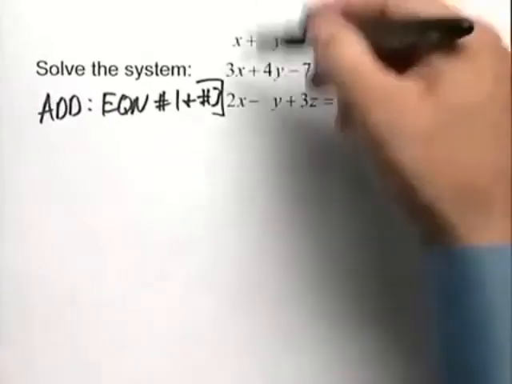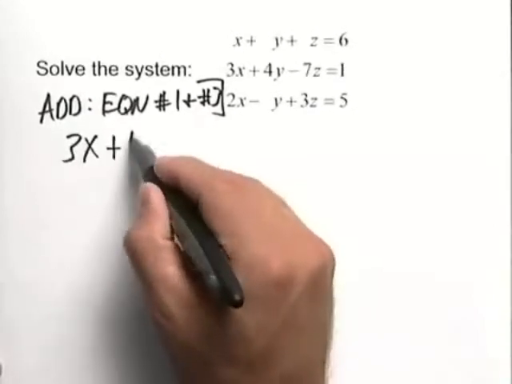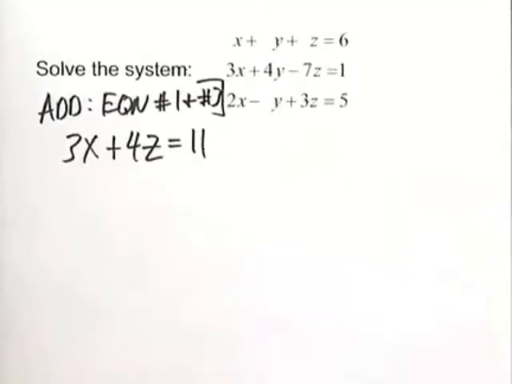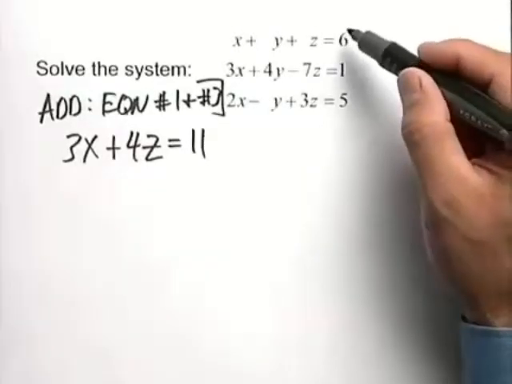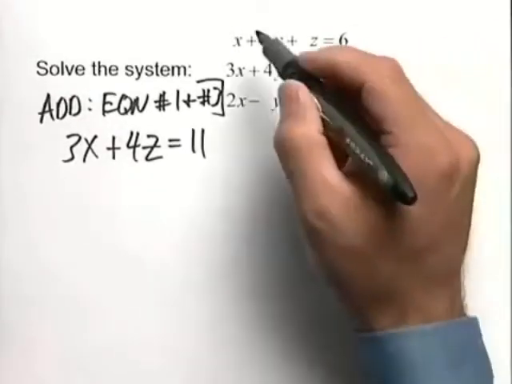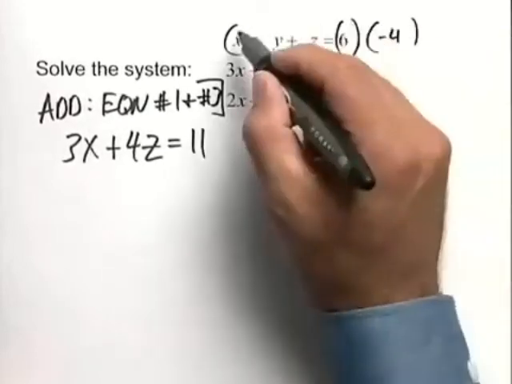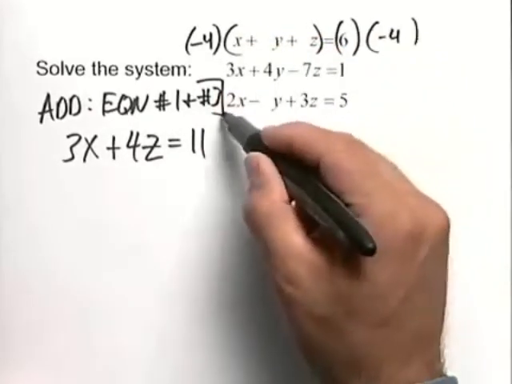By adding those together, kind of down our columns, we're going to come up with 3x plus 4z is equal to 11. And again, this is a little bit different than we're used to in the past. Now we're going to get rid of the y's using the first and the second equation. And the way we'll do this is by multiplying the first equation, both sides of that equation, by a negative 4. All right? So let me write that under here.